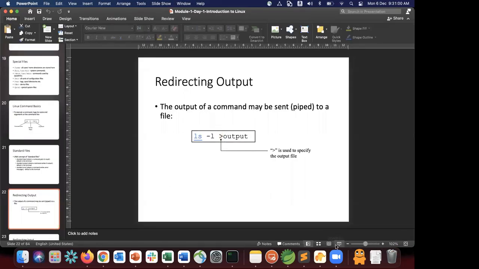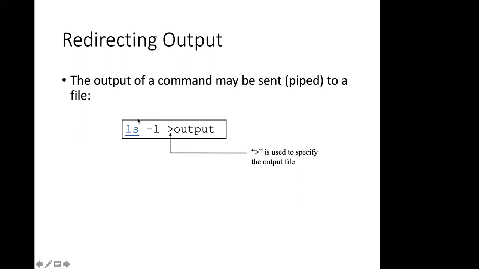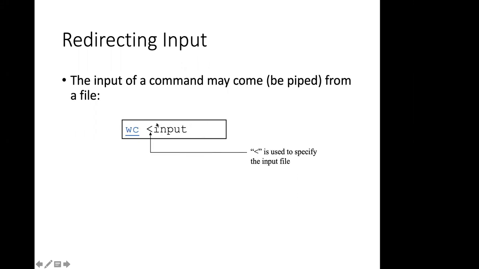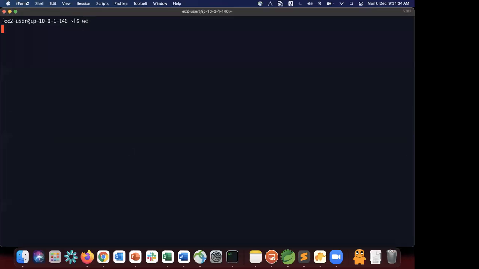This is redirecting the output. You can read some input for the command using a less than symbol, right? Which means that input is being passed to this command. In the previous one, the output of ls -l was sent to this output file. In this case, there's a file that already exists, which has something in it. This is passed into this program. See, wc is basically a word count. It's a command that is used in Linux for word count.